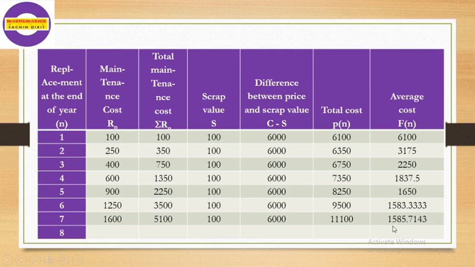Average cost gives 1,585.7143. Now if we observe that the previous 6th year's average cost is 1,583 and the 7th year's average cost is 1,585. That means now it will be increasing. It is less, but it is greater. That means 1,583 is less than 1,585. So we stop calculation here.